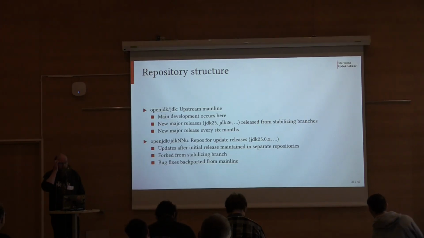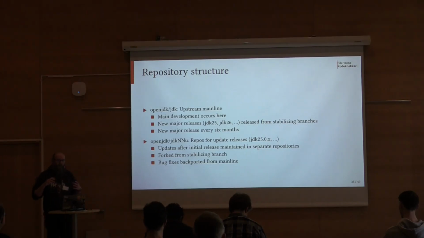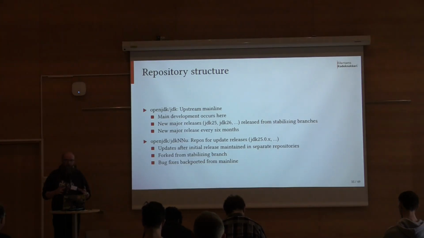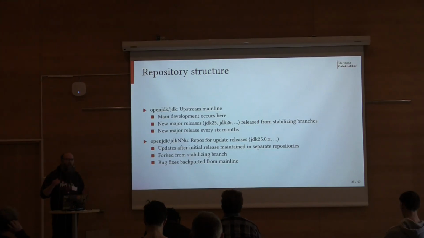The JDK is using a number of different repositories. You have one main repository called OpenJDK/JDK. That's the main line. That's where all main development is going on. And whenever you do a major release, like JDK 25 or 26 or 27, which will come in the fall and stuff, these are being released from stabilizing branches in this main repository. And you get a new release every 6 months.